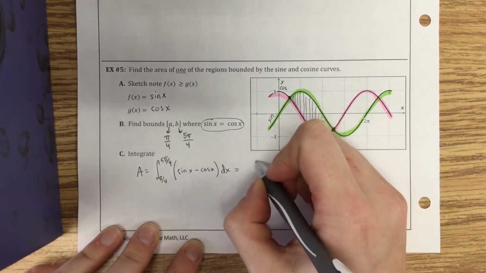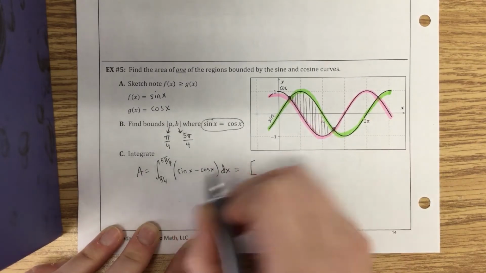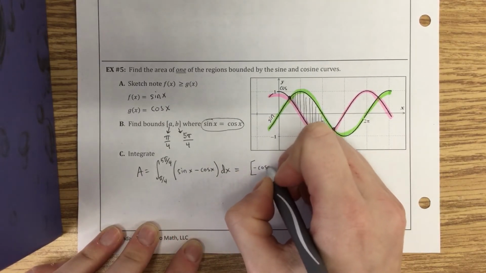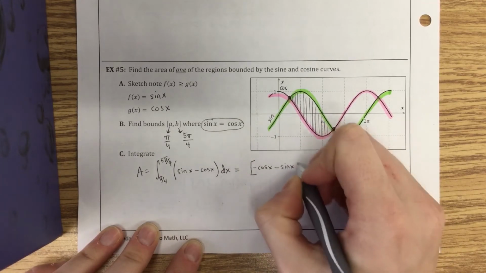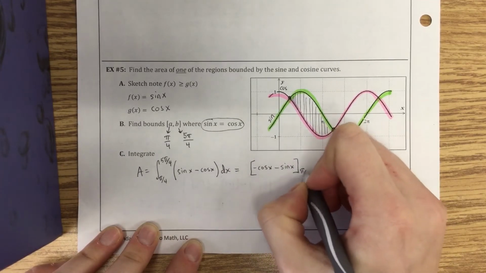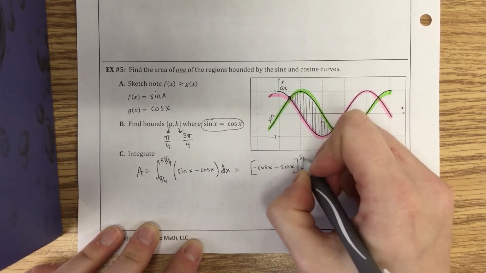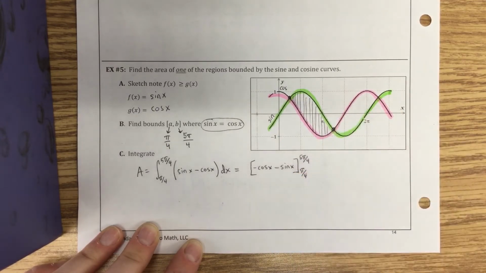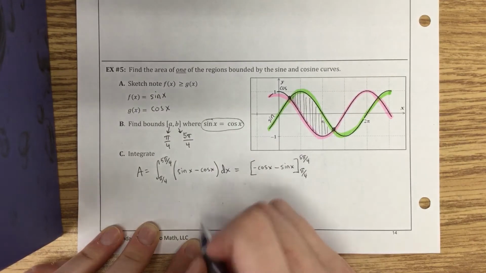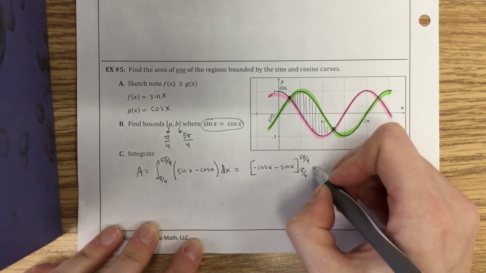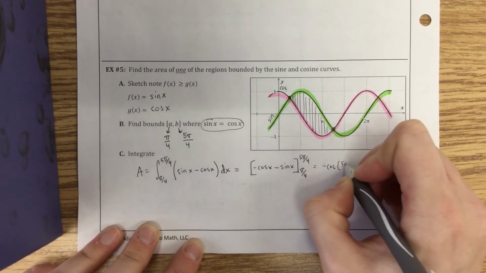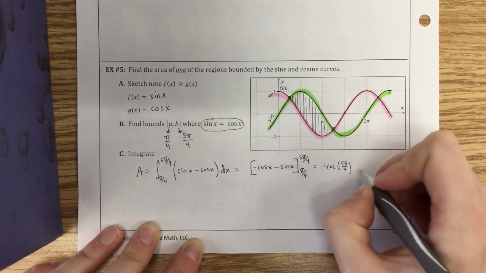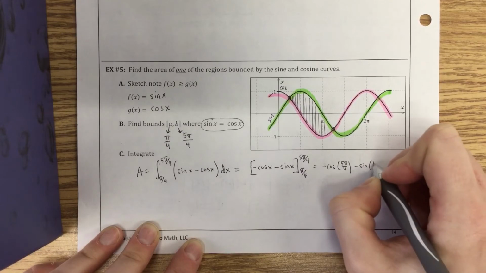When we integrate that, sine is going to become negative cosine, and cosine is going to become sine, and our bounds are going to stay the same. We didn't have to use any u substitution, so the bounds just stay the same. All right. When I plug that in, I'm going to get negative cosine of 5 pi over 4 minus sine of 5 pi over 4.